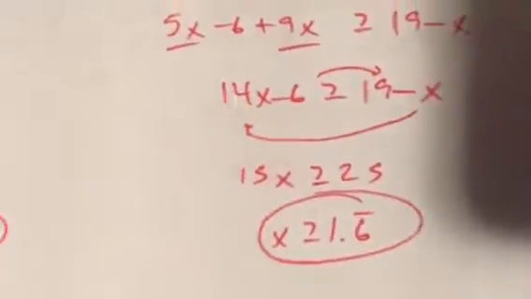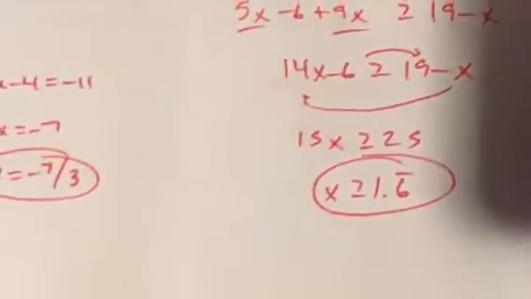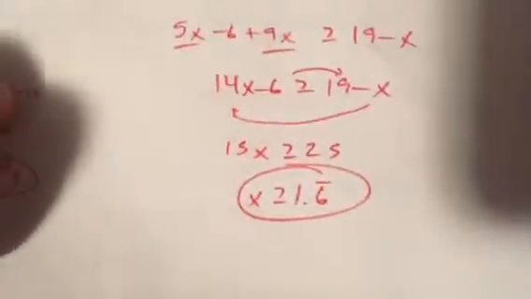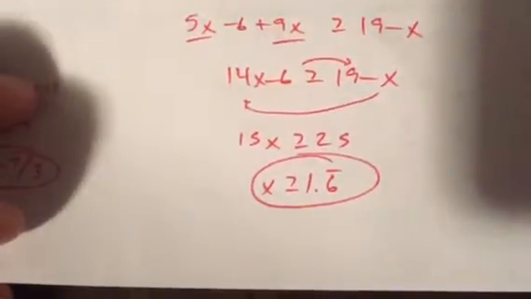15x is greater than or equal to 25. Divide both sides by 15. You can call it 25 over 15, 5/3, or x is greater than or equal to 1.6 repeating. All right, next page real quick. We might break this up into a few different videos.